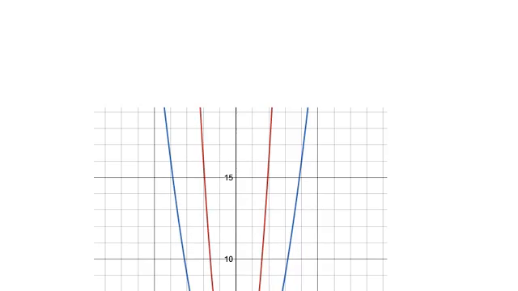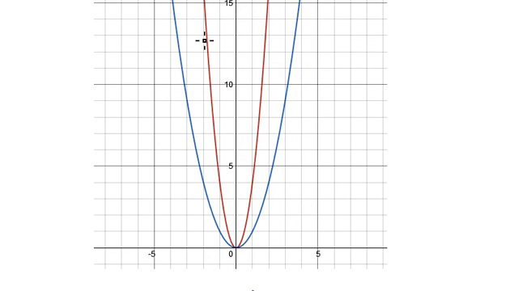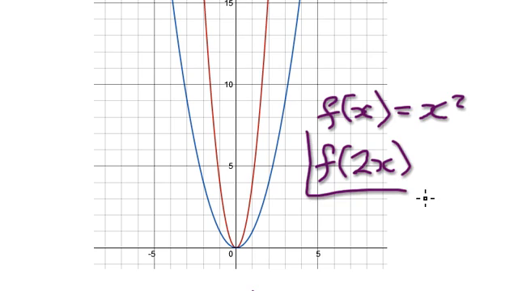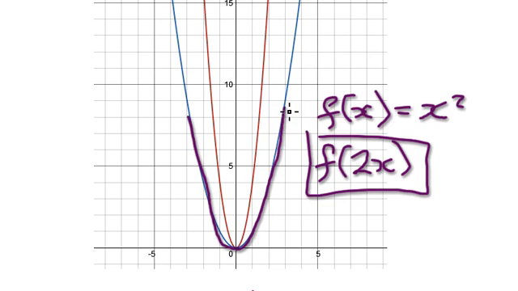Following on from the previous video, we looked at the function f of x, and we defined it as x squared, and then we looked at f of 2x. Now, to investigate f of 2x here, this blue line represents f of x, meaning f of x squared. The red line here is f of 2x.